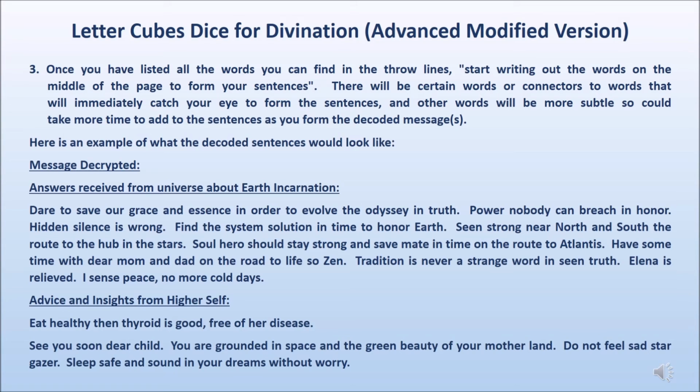Here's an example of what the decoded sentences would look like. Message decrypted. Answers received from universe about Earth incarnation. Dare to save our grace and essence in order to evolve the Odyssey in truth. Power nobody can breach in honor. Hidden silence is wrong. Find the system solution in time to honor Earth.